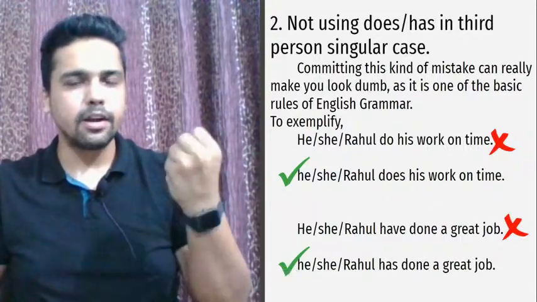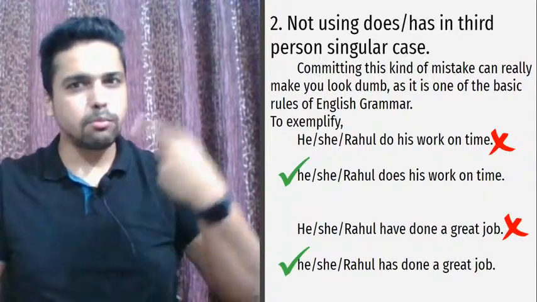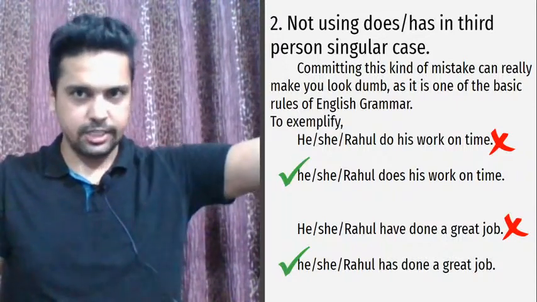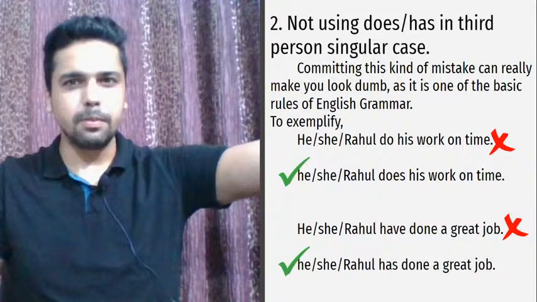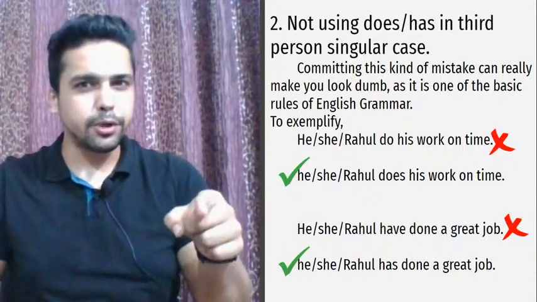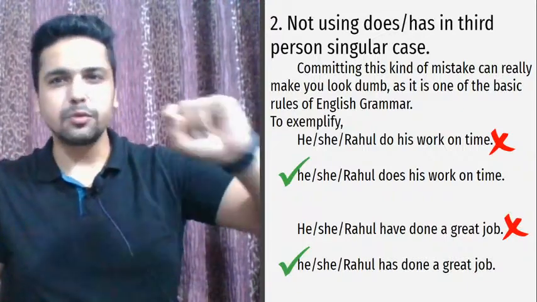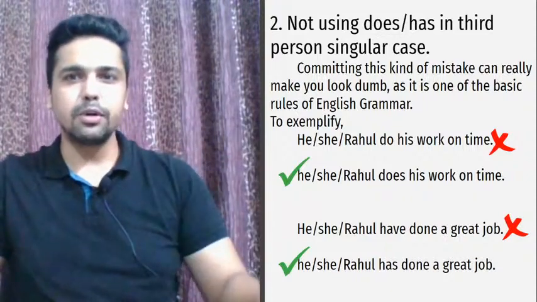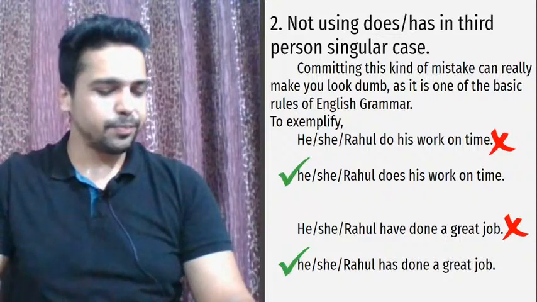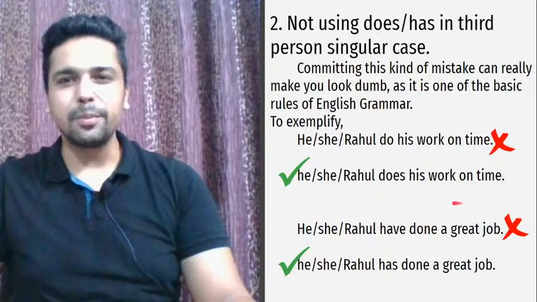Now, what do I mean by that? What is this third person that I'm talking about? Let's say I'm the first person. When I am talking to my friend, that is the second person. I'm talking about he or she. So that he or she is the third person for me. So I do my work on time. If I have to talk to you, the second person, so you do your work on time. But he does his work on time, or she does her work on time. Okay. Rahul does his work on time. Got this? Yeah, this is again a very common error.